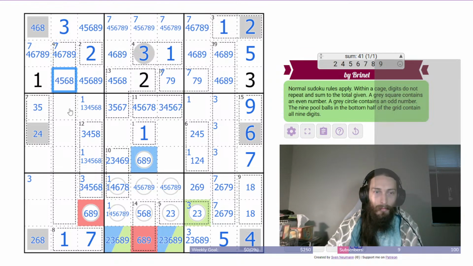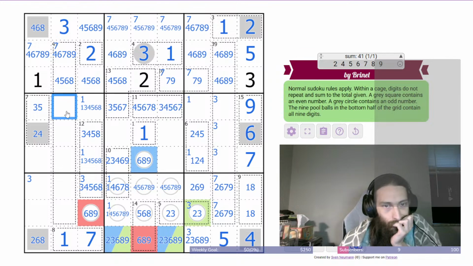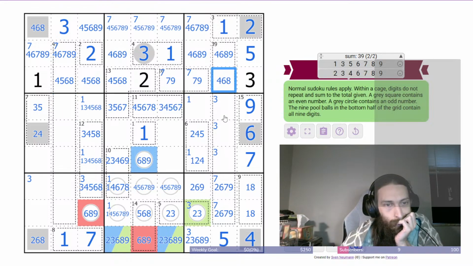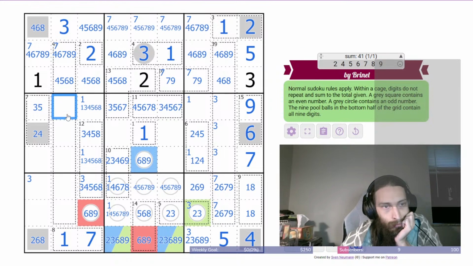Yeah, but it can't be 7 or 9. And this one can't be 9. And this one can't be 9. So I end up with 5s here. Isn't that helpful?